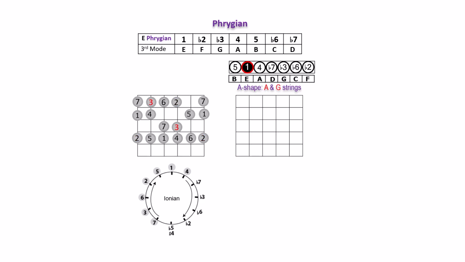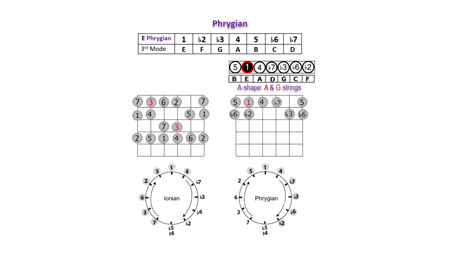The 3 on the A string in Ionian becomes the 1 in Phrygian, the third mode. Moving down a major third, or 2 whole steps down from 7, we get 5, 1, 4, flat 7, flat 3, flat 6, and flat 2.